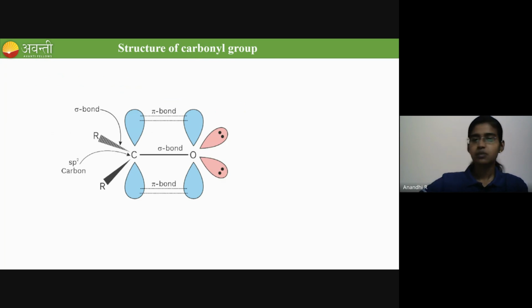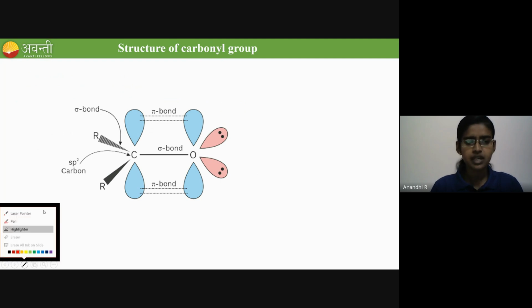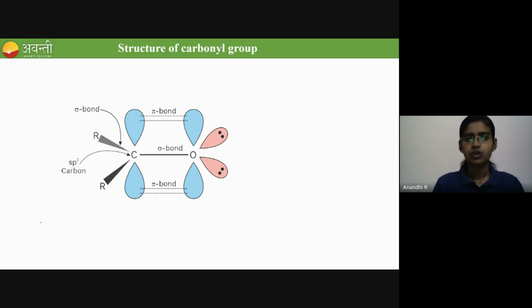So what is the carbonyl group? Basically, the C double bond O group containing compounds are called carbonyl compounds, and the name of that group is called the carbonyl group. Okay, so you see here, C double bond O is there.